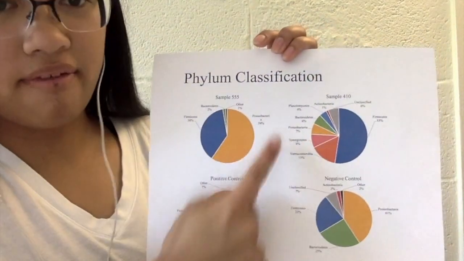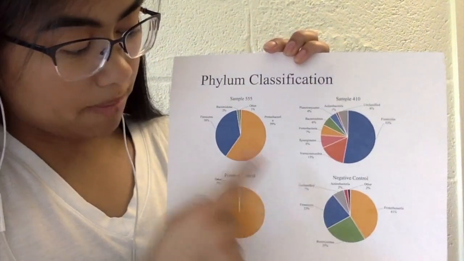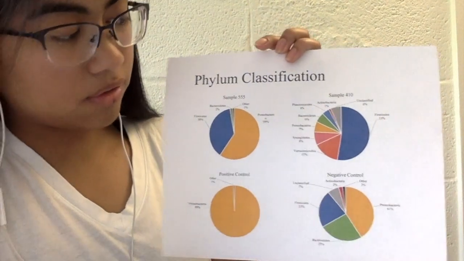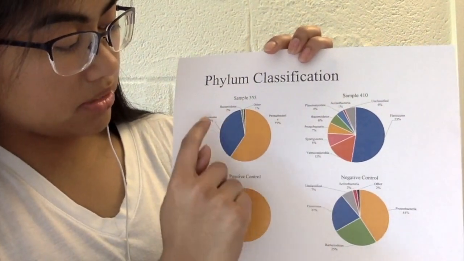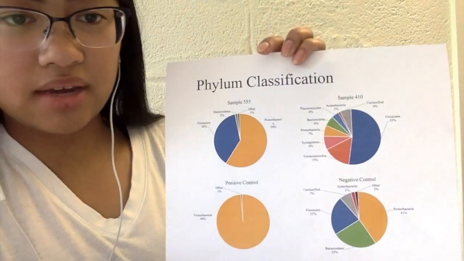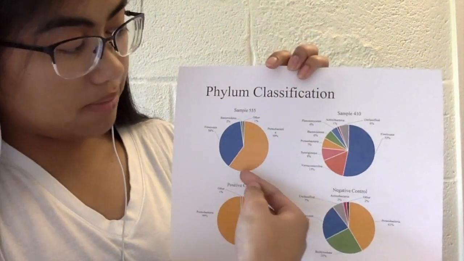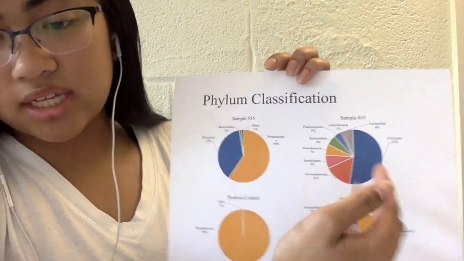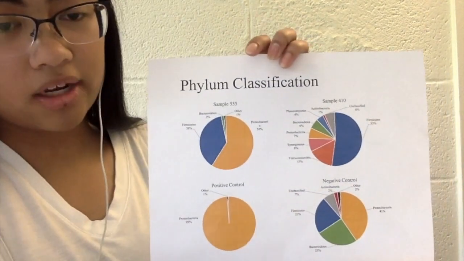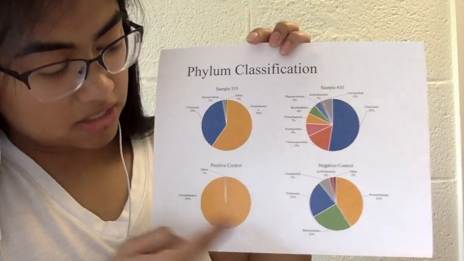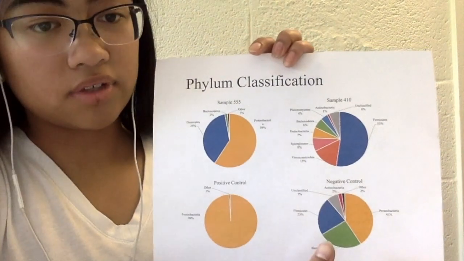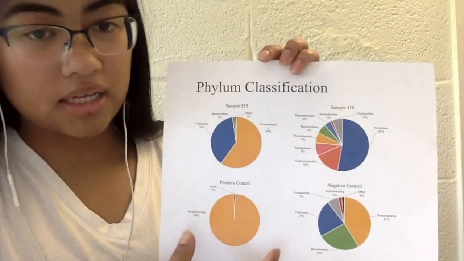Here you have sample 555, sample 410, our positive control, and then our negative control. Protobacteria, bacteroidetes, and firmicutes were found in both samples. As you can see in sample 410, there was more bacteria found than in sample 555. Sample 410 is our herbivore, our iguana. In our positive control, there was only protobacteria found in the sample. Our negative control had a low reading compared to our positive control.